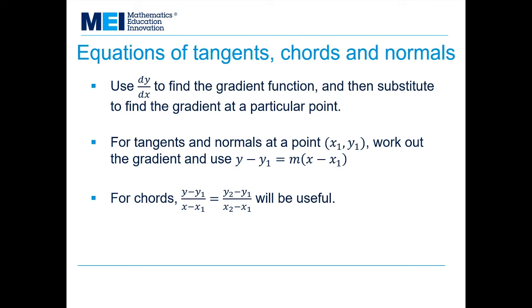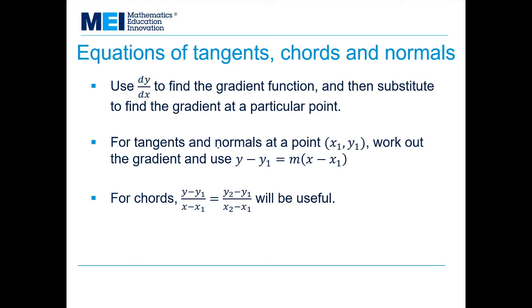When you're working out the equations of tangents, chords and normals, all you need to do is to use dy/dx to find the gradient function, and then substitute to find the gradient at a particular point, and then use what you already know about equations of straight lines. The only difference is that you're going to be using your formulae for dy/dx if you've got parametric or polar coordinates that we covered in the previous videos.